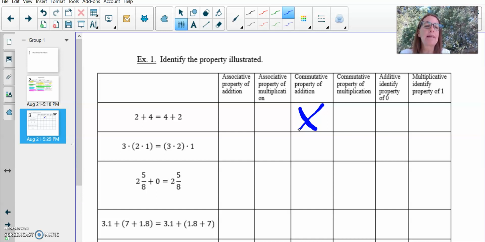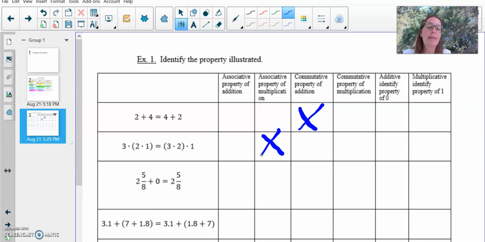3 times the quantity 2 times 1 equals the quantity 3 times 2, then times 1. So this is for multiplication. The 3, 2, 1 stays in the same order on each side of the equation, but the grouping symbol, the parentheses, is what's shifting. So this would be the associative property of multiplication.